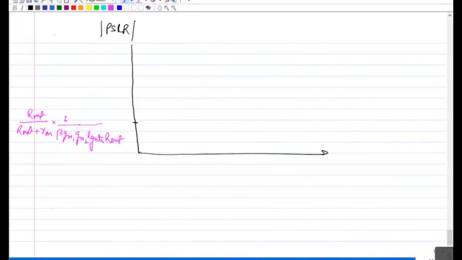So let's say this is my dominant pole. What will happen after here? Will it increase or decrease? Which direction will it go? It will become 1 by GM2 R on, and it will increase.